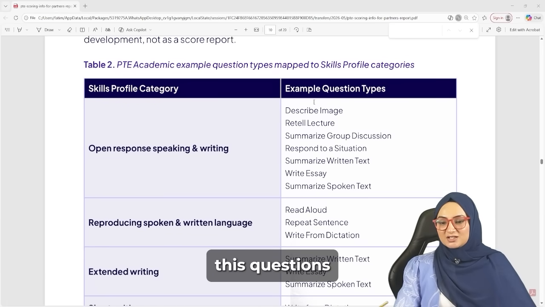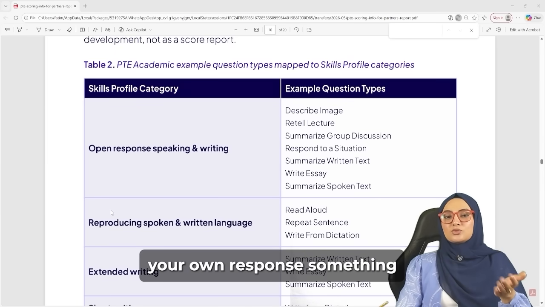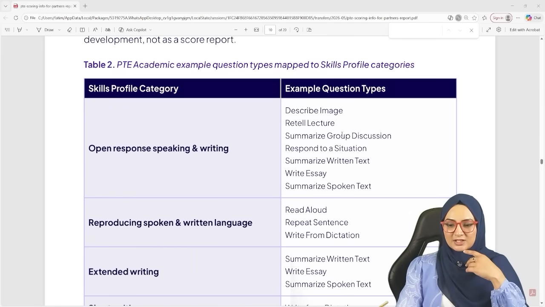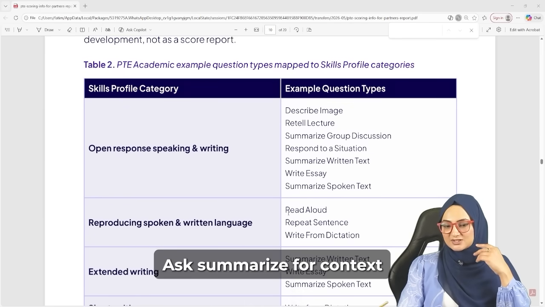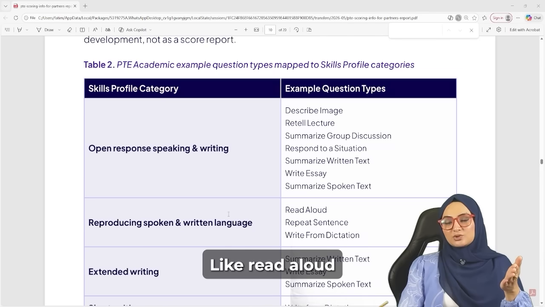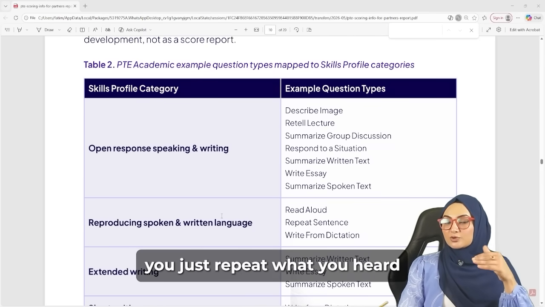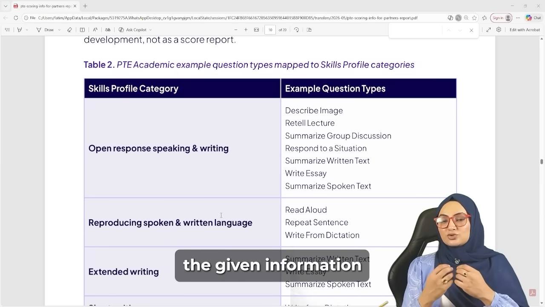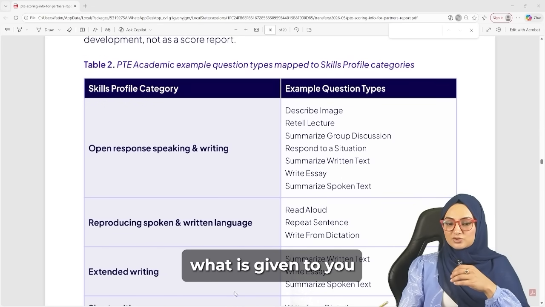Open response, speaking and writing, these questions like describe image, retell lecture, summarize group discussion. Open response is your own response, something which is not fixed, something that you have to give from your own side. So these are all the open response, speaking and writing questions: essay, summarize spoken text. Reproducing spoken and written language means you are reproducing what is already given to you, like read aloud, it's written there and you just read whatever is written there. Repeat sentence, you just repeat what you heard. Write from dictation, you type what you hear. So you are reproducing the given information. It's not an open response, you're not saying something from your side, you're just repeating what is given to you.